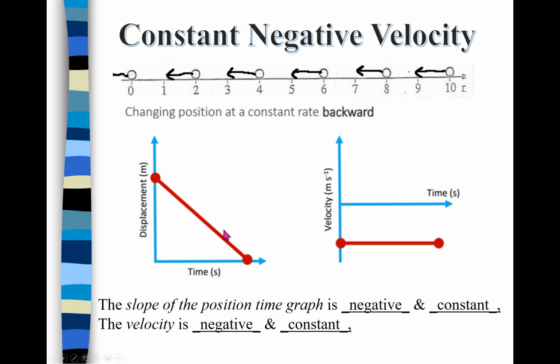So it just means our slope here has to be negative. If I look at this, the slope of the position time graph is negative because it's like we're going down a hill, and constant because it's a straight line. Then that means my velocity is negative and constant. So, all right, that's cool. I like it.